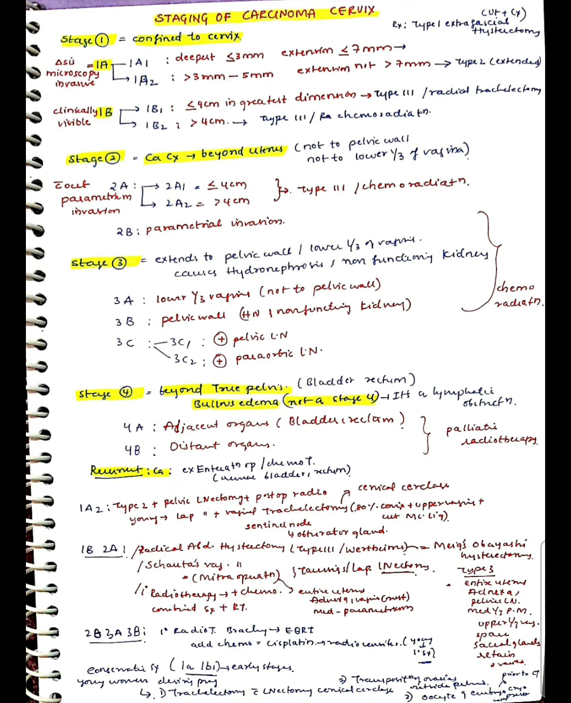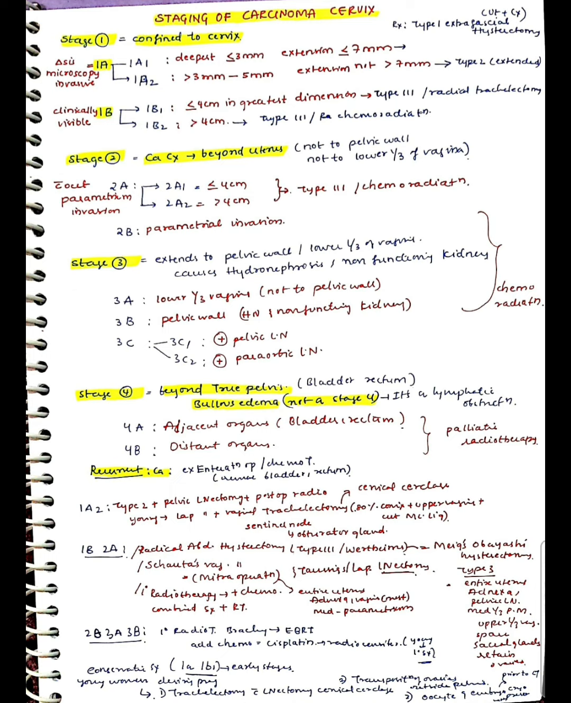Okay, this is for the stage 1A2. And you have to check for the sentinel nodes. Sentinel nodes like obturator gland is most commonly involved, so you have to rule out the pelvic lymph node involvement by doing the sentinel lymph node biopsy. So this is about the stage 1A2 treatment.